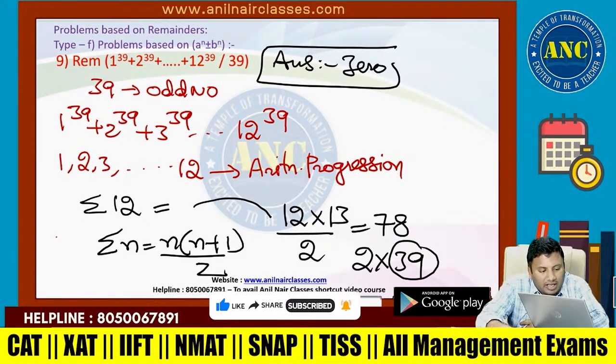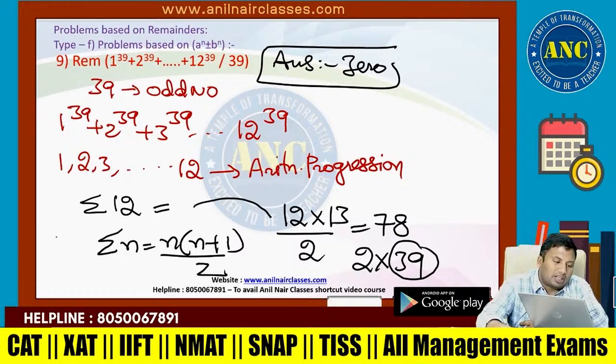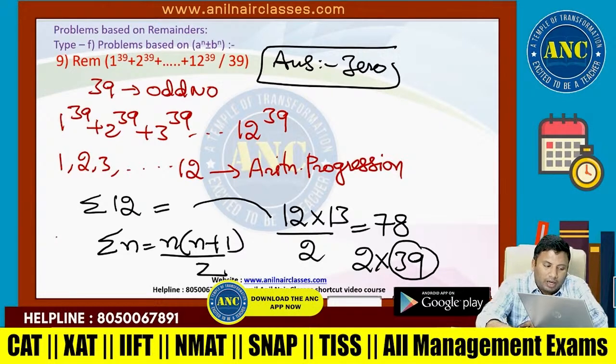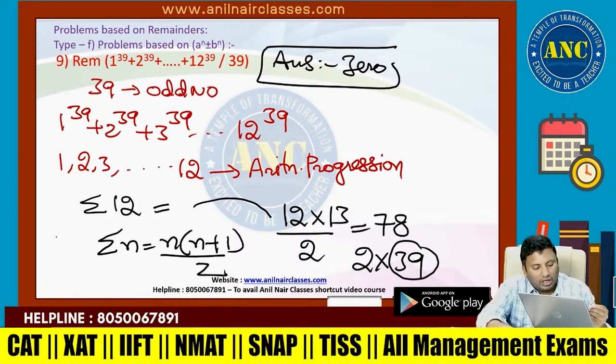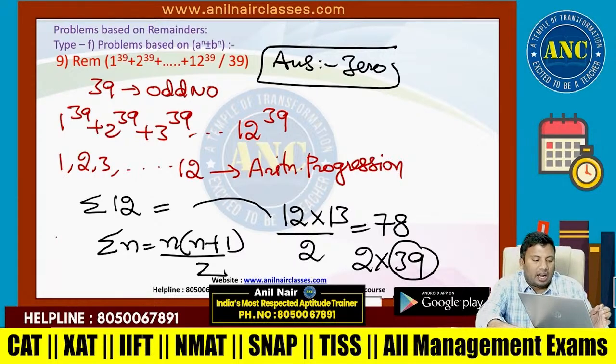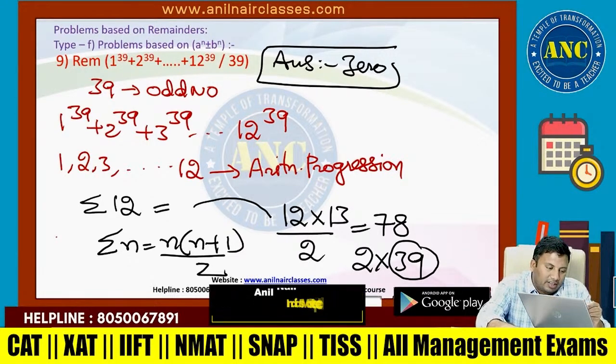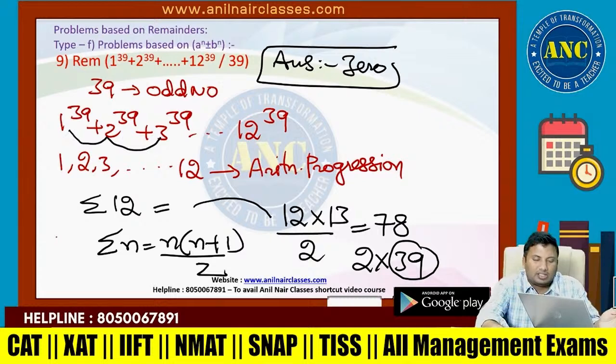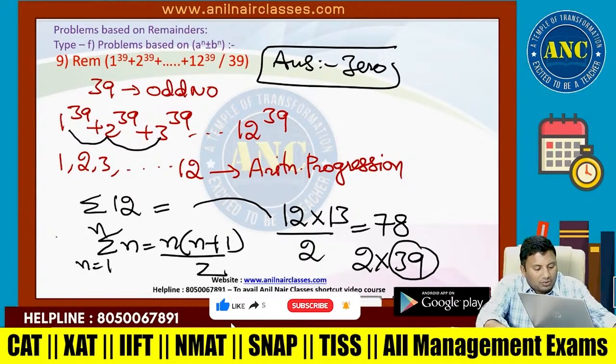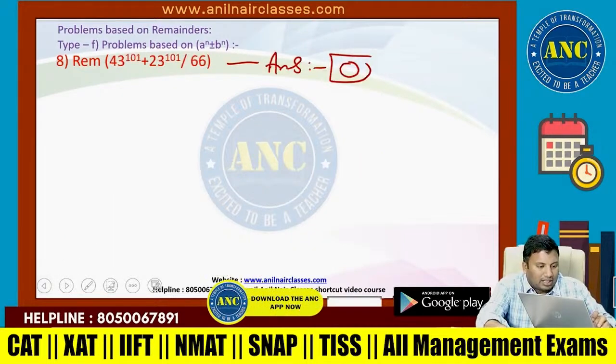If the power is an odd number, 1 power 39, 2 power 39, up to 12 power 39, with bases 1, 2, 3 and so on up to 12 in arithmetic progression, it is divisible by the sum of the bases. The sum of the first n natural numbers is n into n plus 1 by 2. 12 into 13 by 2, 78. 78 is 2 into 39. So it is divisible by 39.